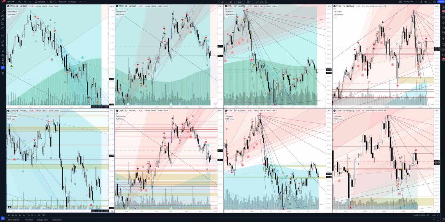Today we will take a look at Cognizant Technology Solutions stock. Let's analyze the market situation and find out how you can make money on it. Let's start.